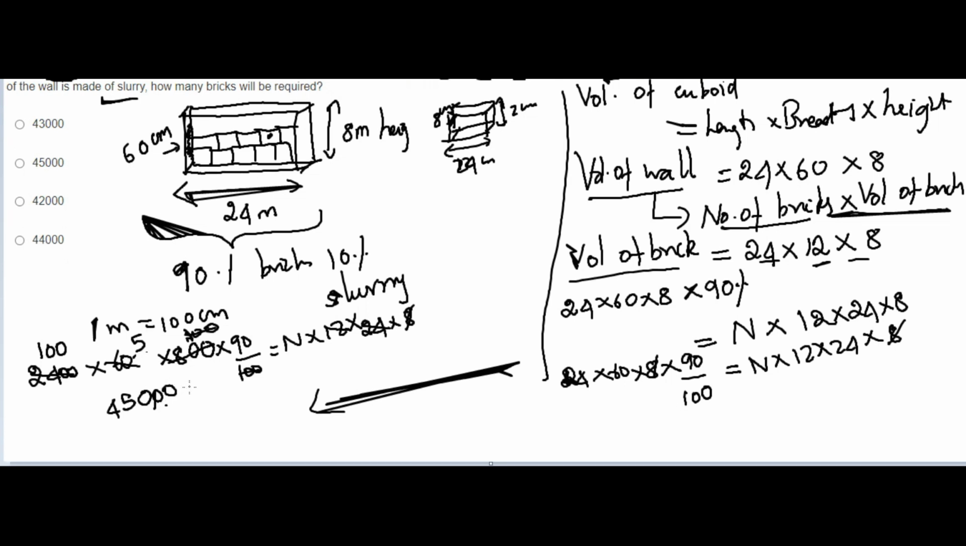So on that side you will have only n. Is it right? So n is equal to 45,000. So we take 45,000 as the answer. Okay.